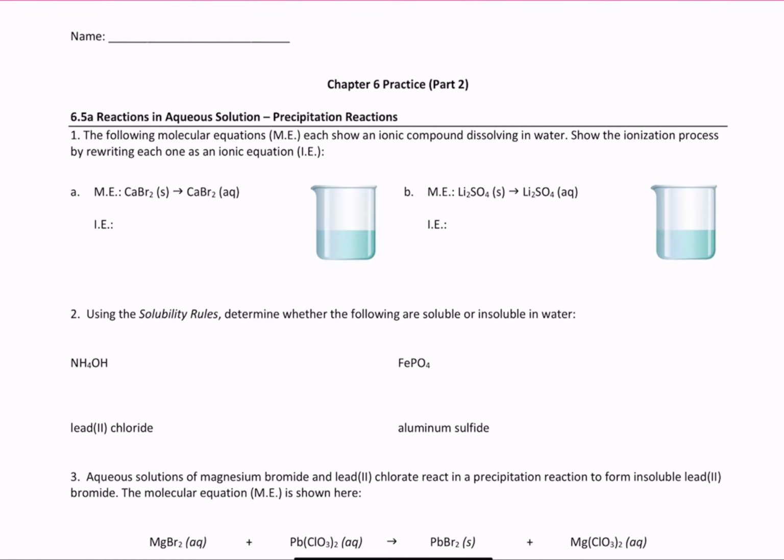Let's go over Chapter 6, Practice Part 2. Problem 1. The following molecular equations each show an ionic compound dissolving in water. Show the ionization process by rewriting each one as an ionic equation. If you look at the first one, it's calcium bromide. The process of dissolving in water, we're going from solid to aqueous.